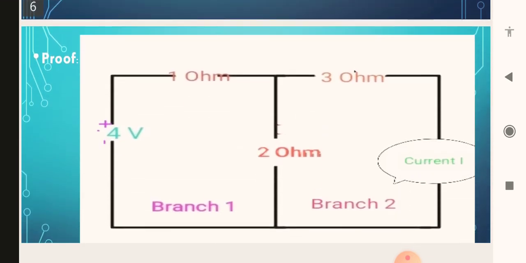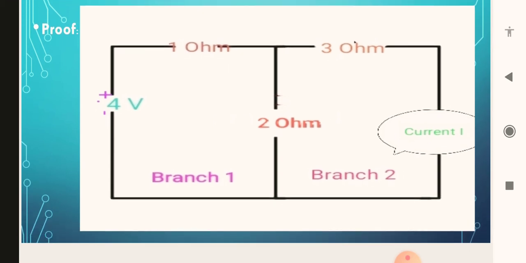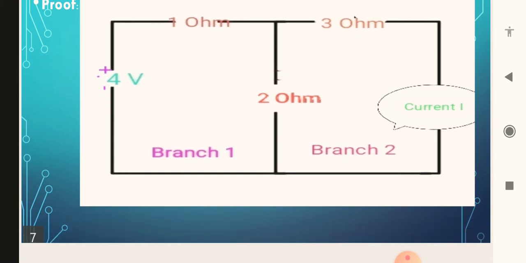Let us consider some resistance values: R1 is 1, R2 is 2, R3 is 3. The voltage source is taken as 4. So the voltage source is 4, and R1, R2, R3 are 1, 2, 3. I consider it in numerical form. In branch 1 we connect a voltage, and in branch 2 we need to find the current.